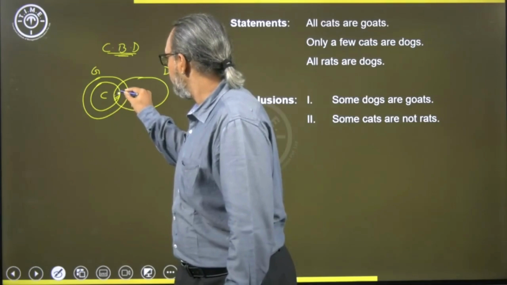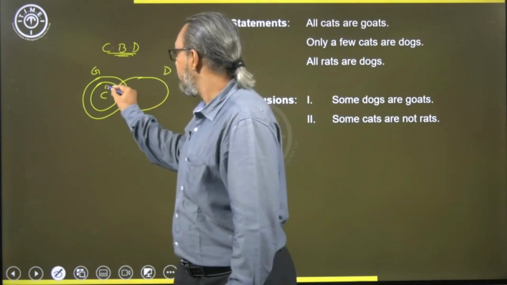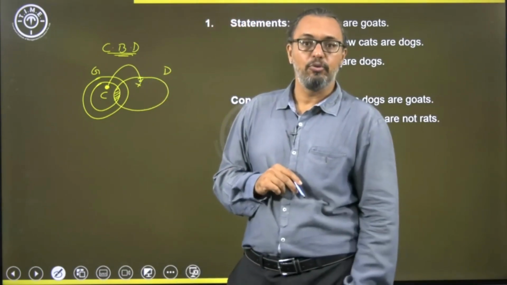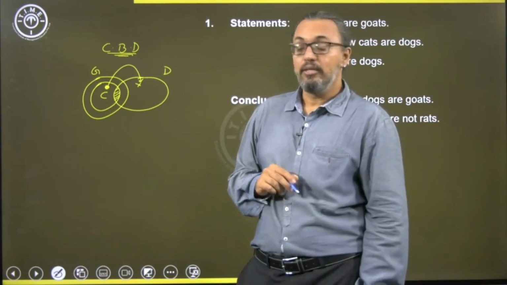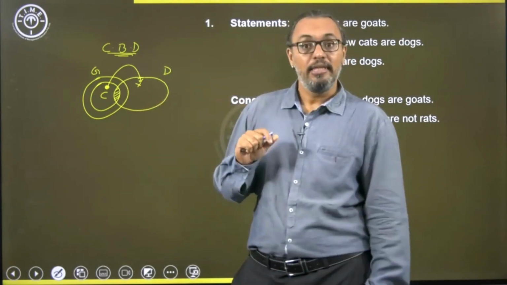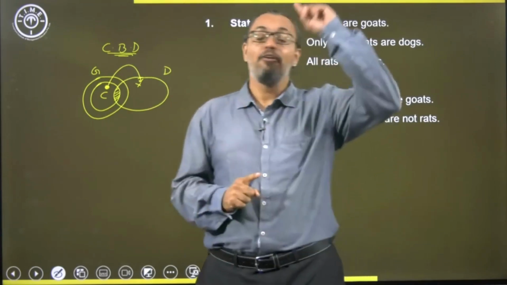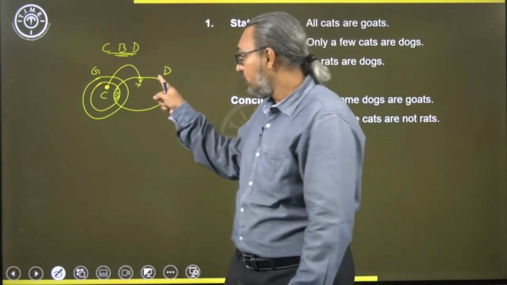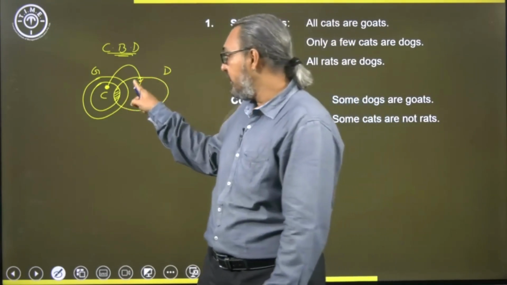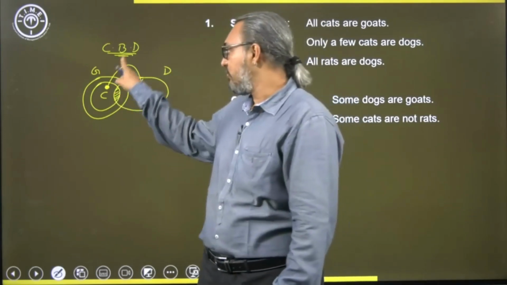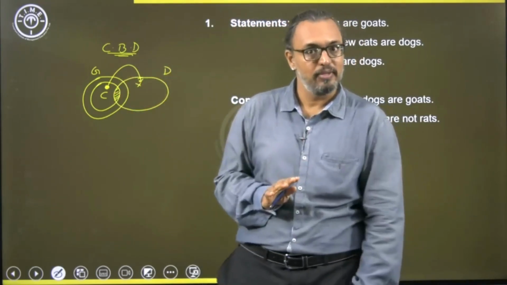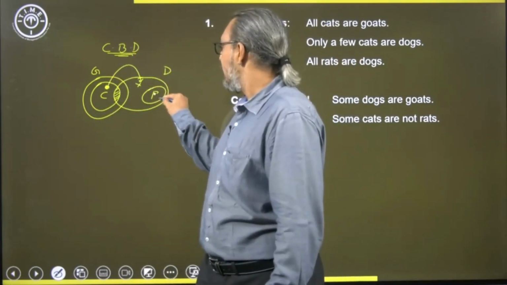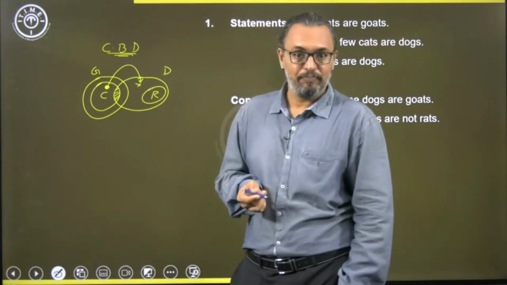So this is only few. That means there should be some cats that are never inside dogs. That is how you have to make an indication, so that what you have drawn can be easily recognized with the diagram alone. You don't have to go back to the statements again. So only a few cats are dogs, this is how. There should be some cats that are never inside dogs, correct? And then all rats are dogs. So this is going to be my combined diagram.